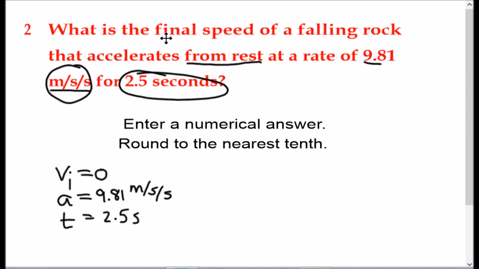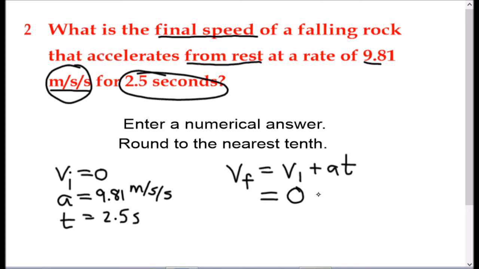Well, anyway, I'm looking for the final speed of this thing. So the final speed is going to be the initial speed plus the acceleration times the time. And because the initial speed is 0, that makes this equation much easier to solve, because now I can say basically 0 plus 9.81 meters per second times the time, 2.5 seconds, and I'll be able to find my answer.